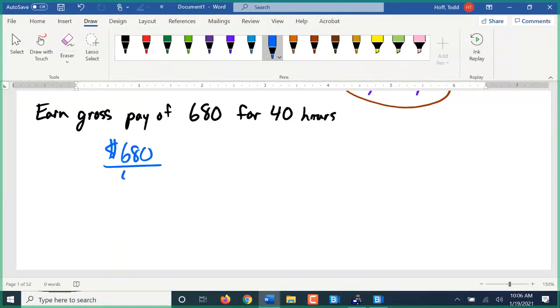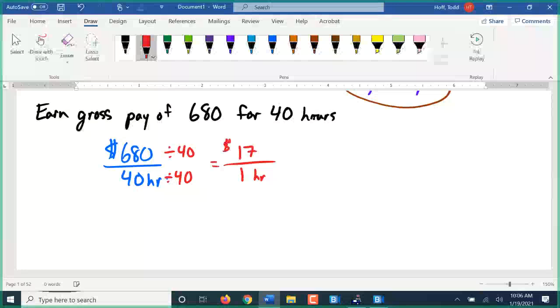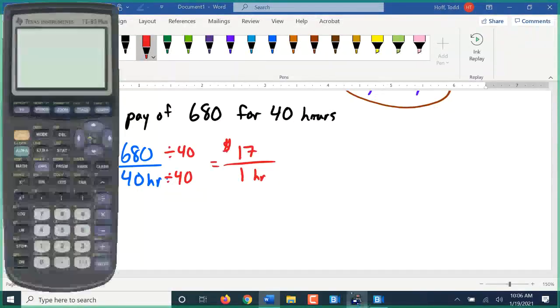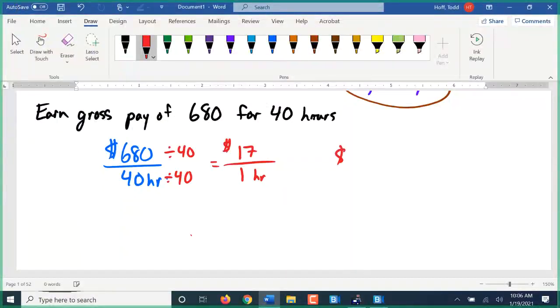Again, we want to convert that into a unit rate, so we're going to divide by 40. 40 hours divided by 40, of course, is just 1 hour. 680 divided by 40 is 17. So that is $17 per hour. That one doesn't have a fancy abbreviation like RPM or MPG. We see rates all around us and use them all the time.